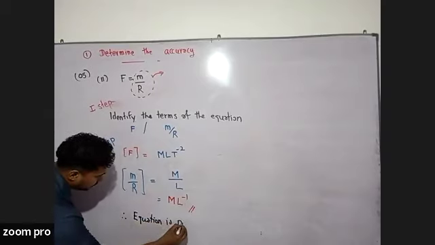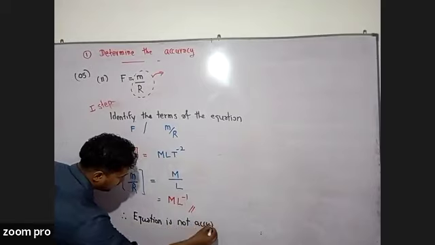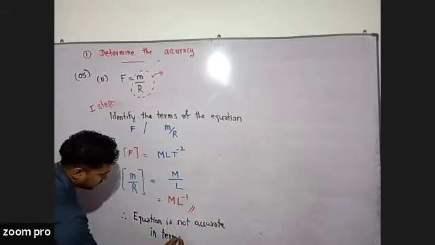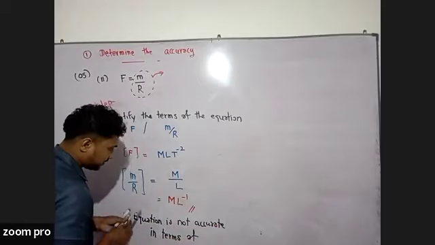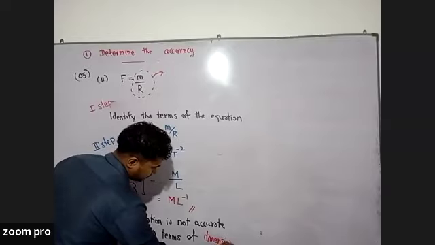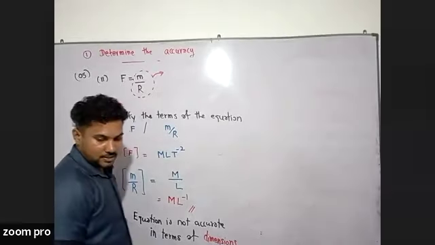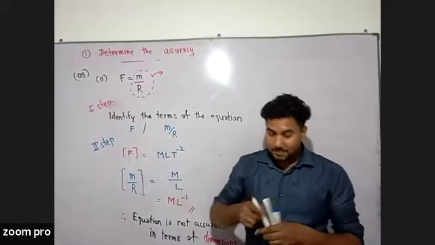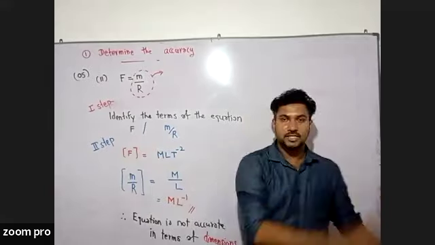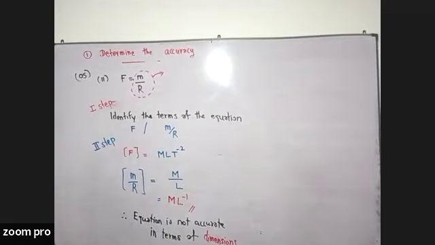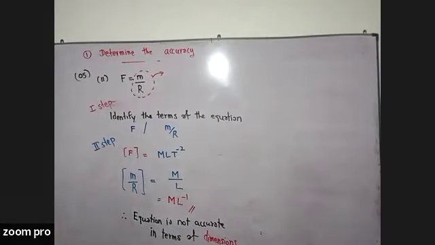The equation is not accurate in terms of dimensions. That means you can find the accuracy of an equation in terms of units or by using dimensions. Both methods are correct, right? Is that clear for you guys? Raise your hand if it is clear enough.